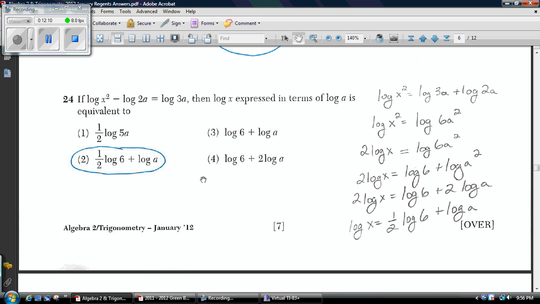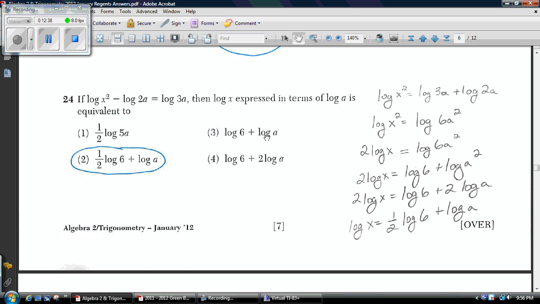24, I'm going to be honest with you, 24 I think is the single hardest problem on this whole multiple choice section. First, add log 2a to the other side. Try and get log x by itself. Right? Condense these down. When you're adding 2 logs with the same base, you multiply their results. That's these inside. That's 6a squared. Exponents come down in front. That's 2 log x. Now I'm trying to make my answer look like whatever I got over here.